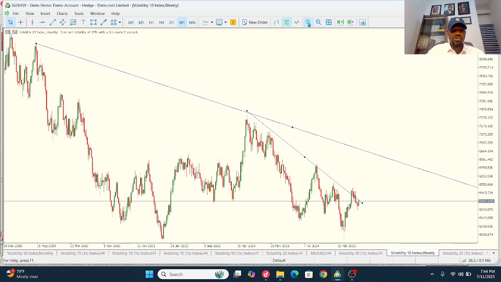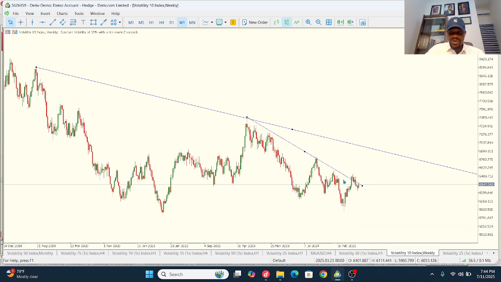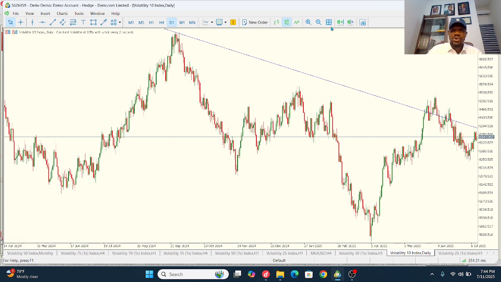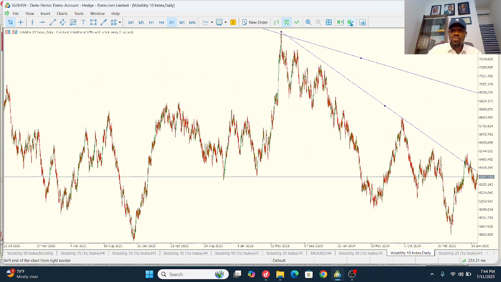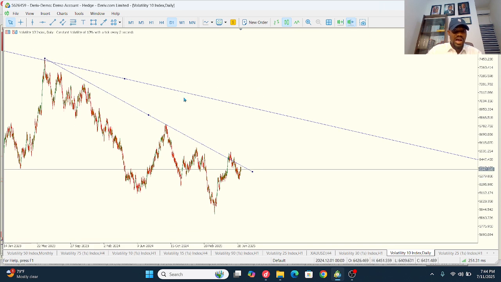In the weekly time frame, of course, we can see our trend line there, the continuation of this. So the market is looking very bearish. There's nothing much we can do here because the trend line from the monthly time frame is still correct in the weekly time frame. So we're going down to the daily time frame. At the daily time frame, our trend line is still correct here and here.